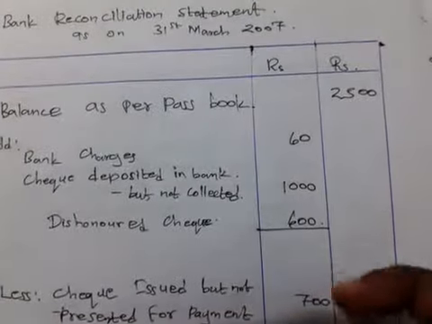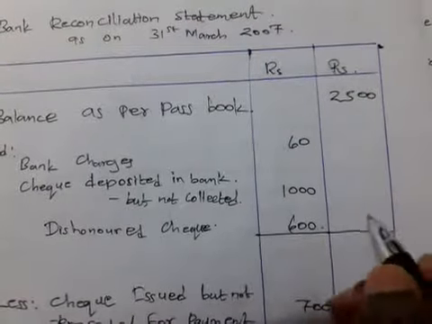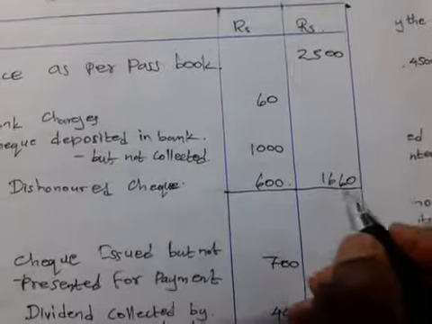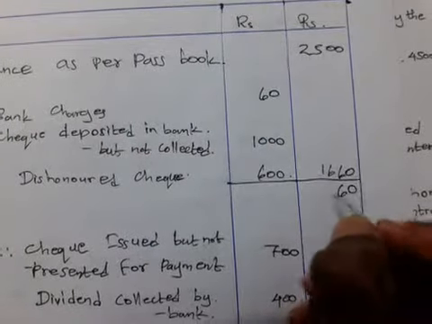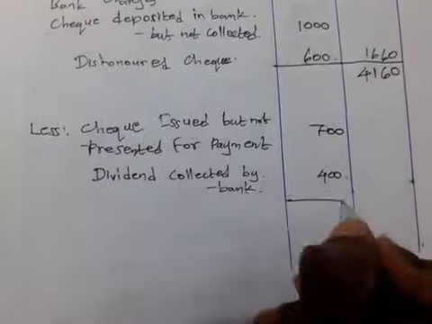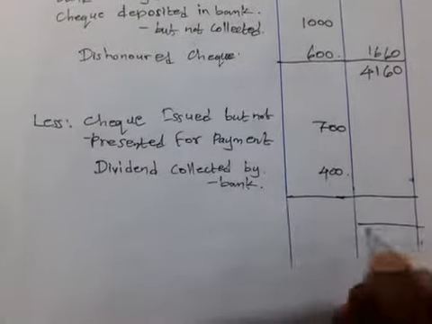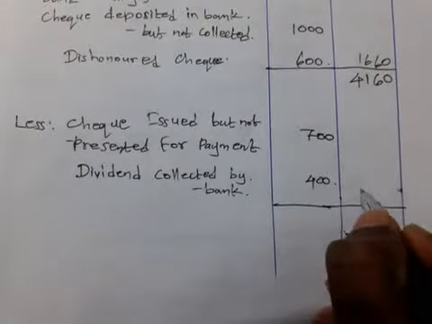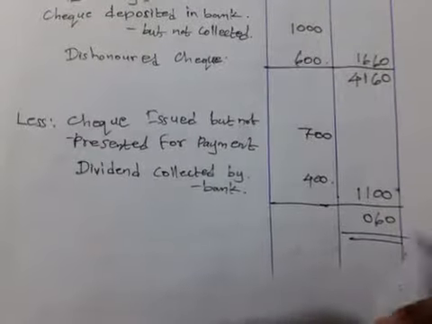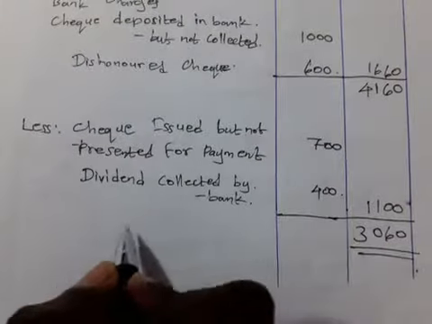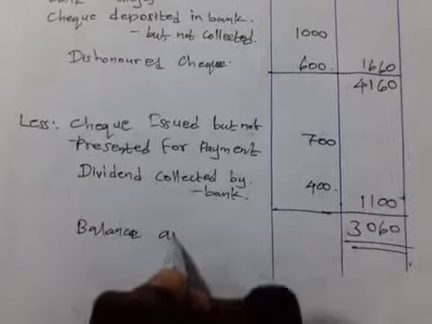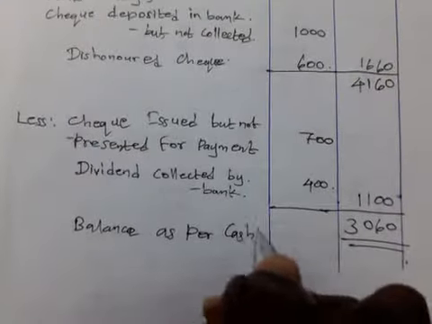So first we'll add this amount. 1660. Will deduct this amount. Balance as per cashbook.